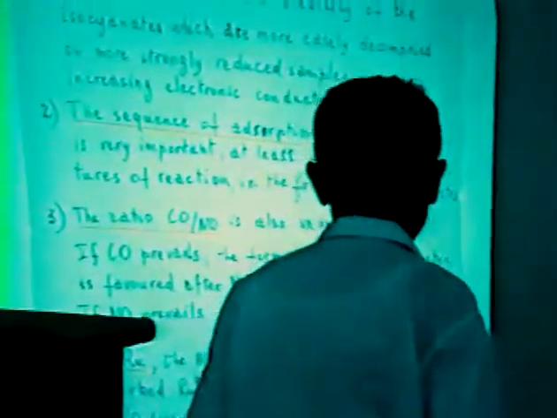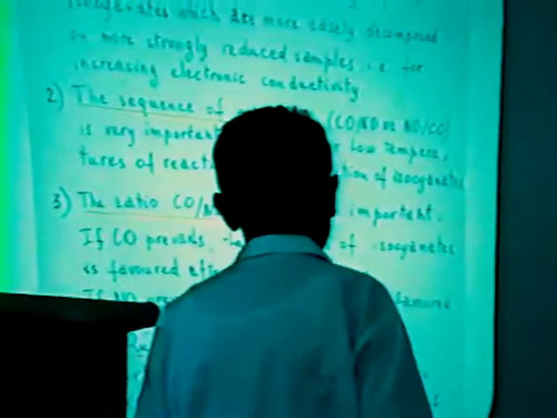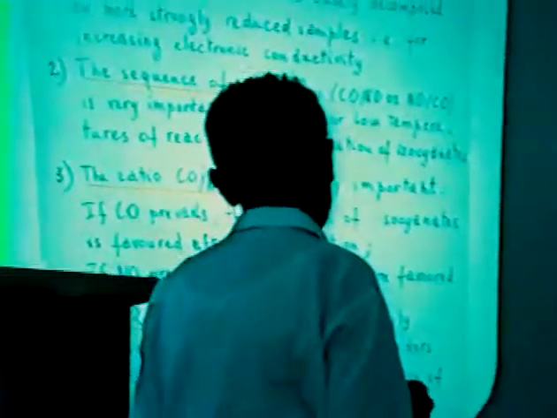The ratio of CO and NO is also very important. If CO prevails, the formation of isocyanate is favored. If NO prevails, N2O, nitrogen, and carbon dioxide are favored.